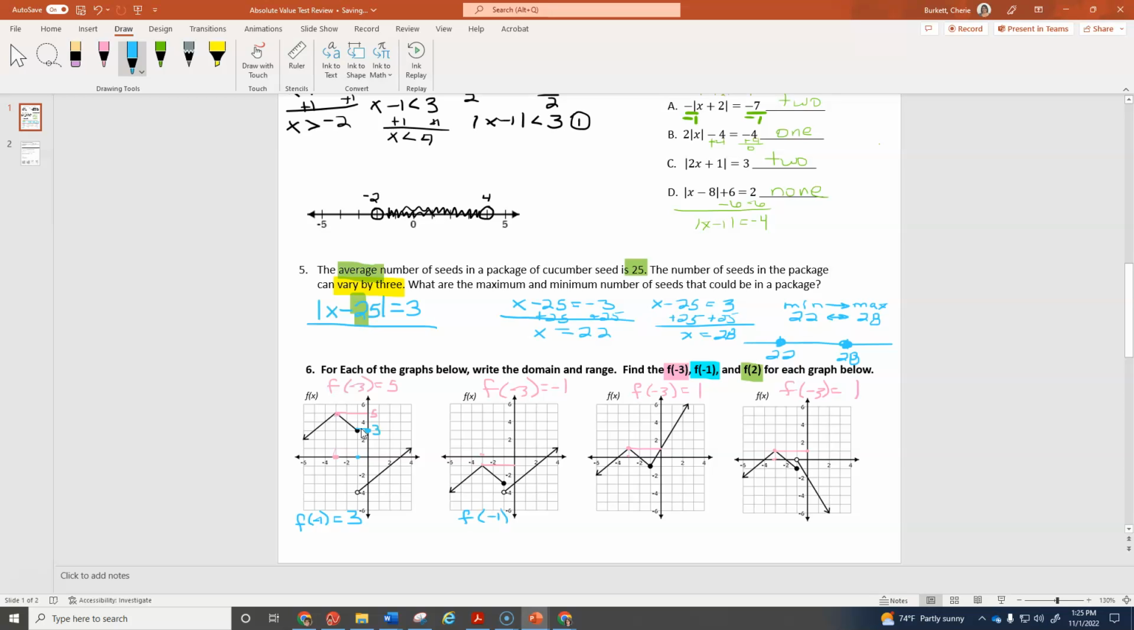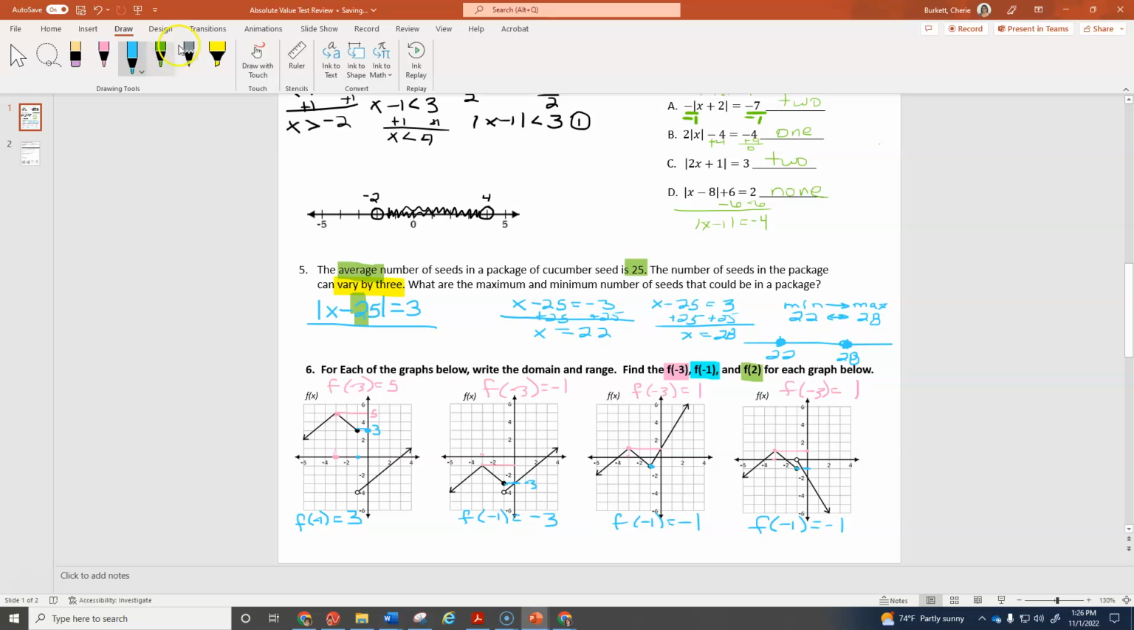F of negative 1 here, negative 1, go to the filled value. That looks like it's at negative 3. Go to negative 1. That's right there. So that's negative 1. And f at negative 1, go to the filled value. That's also at negative 1. There's the y value.